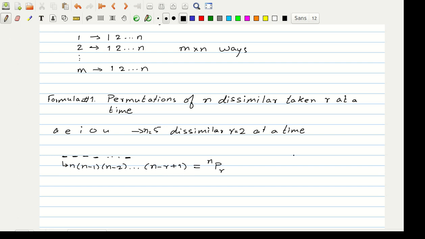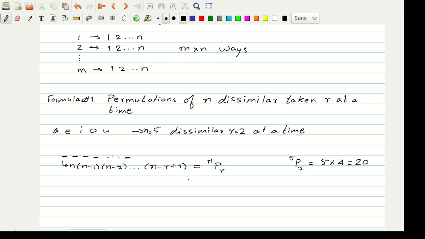So in our example it was 5P2, which will be simply 5 times 4 is equal to 20, and we saw that there were 20 ways in which you could do this arrangement, right?